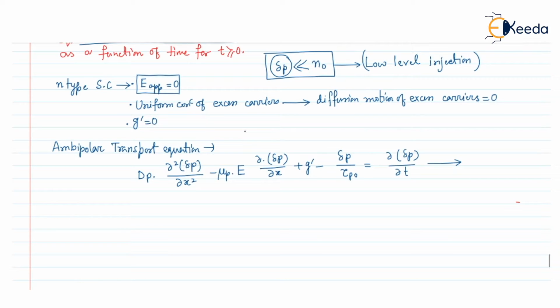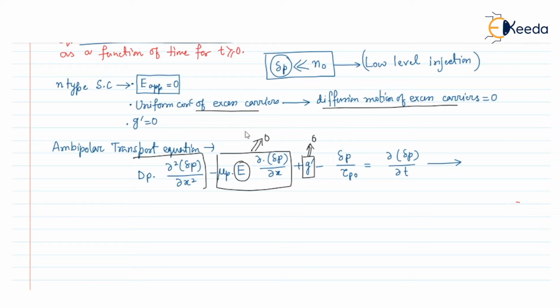It has been given that the applied E is 0. So the second term of the equation will be equal to 0 because E is 0. Another one, G dash is 0, so this term is also equal to 0. And since there is a uniform concentration of excess carriers, the diffusion motion of the excess carriers will be 0, so the first term containing the diffusion motion will also be equal to 0.